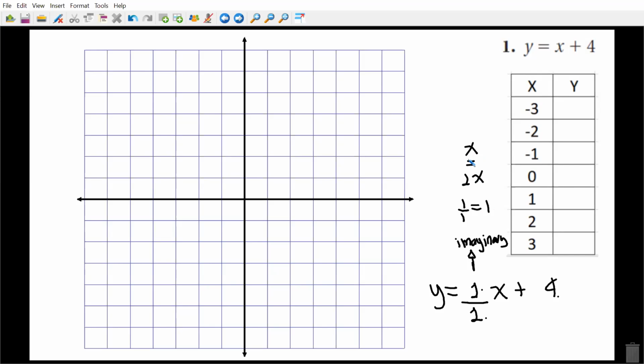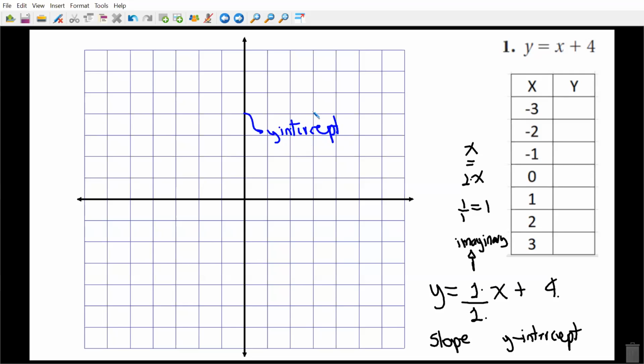Okay? All right. Now, what else can you find just by looking at the equation? You found the slope and you found the y-intercept. And what is the y-intercept, Mr. Rengifo? 0, 4. So here you're going to have the y-intercept, right?